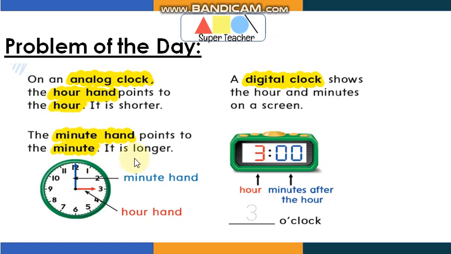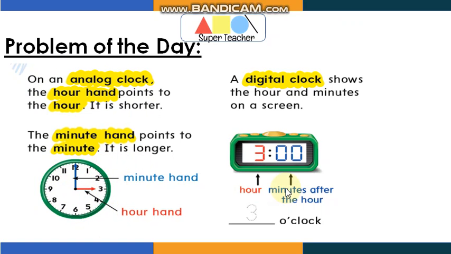One more time. If you look at the clock, you can see that there are 12 numbers, okay? And also there are two hands. The short one tells the hour and the long one tells the minutes. Okay, everyone, be careful. One of them is for the hour and one of them is for the minute.